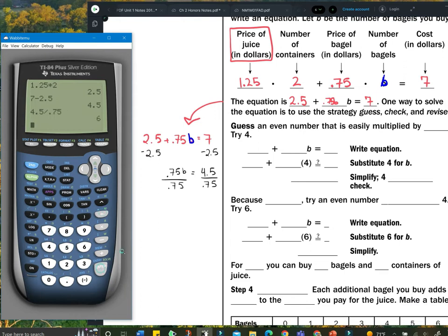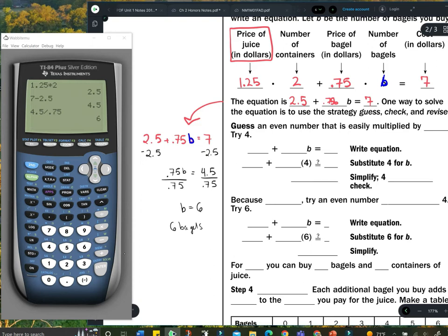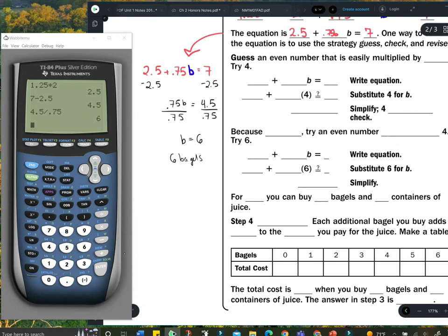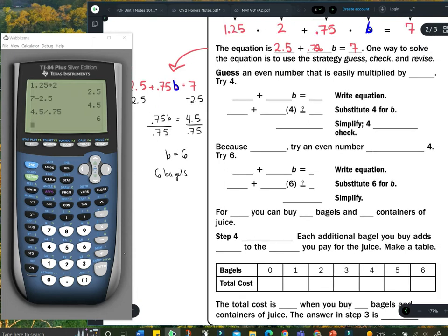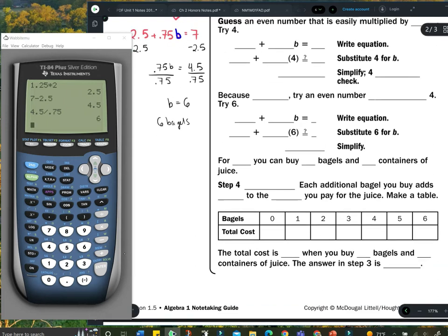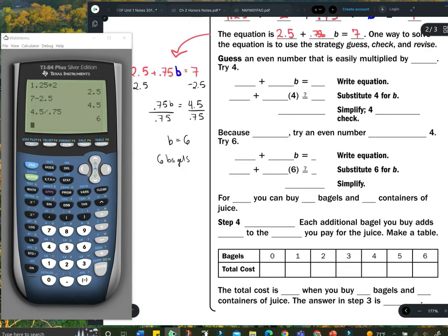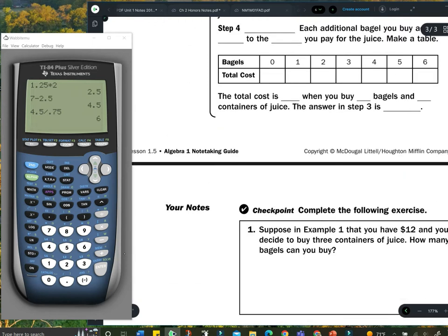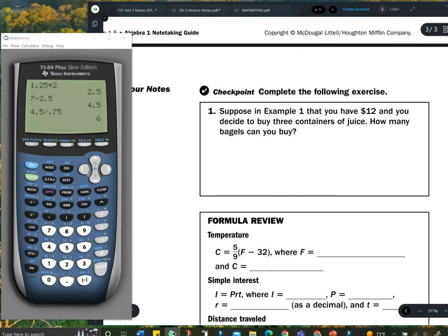So 4.5 divided by 0.75 gives us our solution, B is equal to 6. So 6 bagels are how many we can buy. These are just some different methods. Guess and check is another method, or trying making a table and so forth. The end result is 6 bagels, however, after we solve.